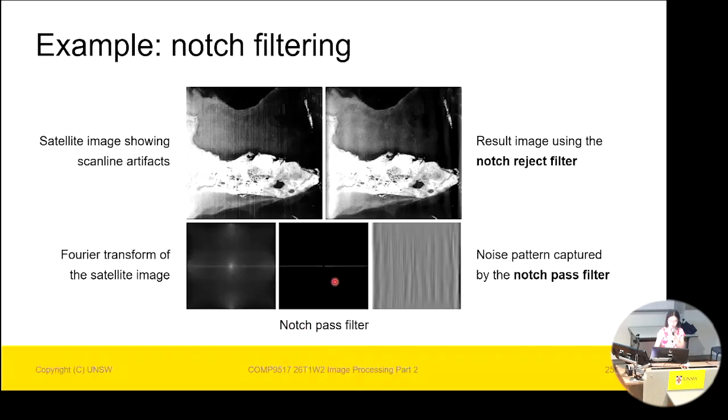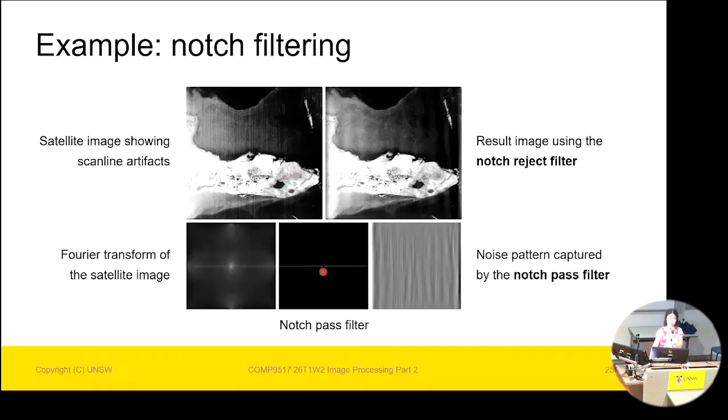If we have this filter, we can do multiplication in the frequency domain. Once after that, we can do an inverse Fourier transform into the spatial domain, and that's the image you will get. So now we are only keeping the noise, removing all the other parts. If we want to get a clearer image, we can just subtract the noise from the image. So that's the notch pass filter.